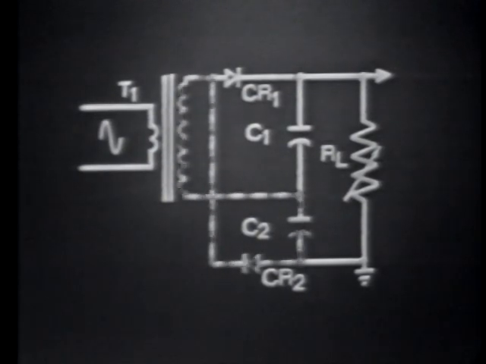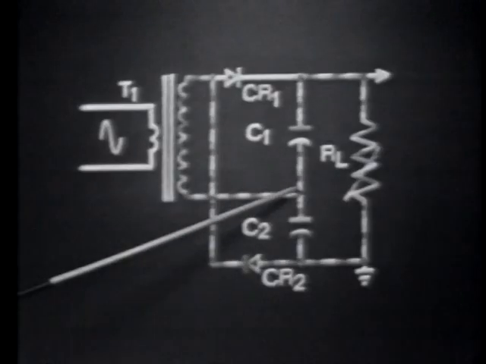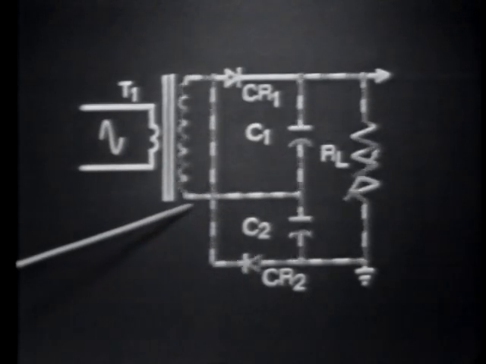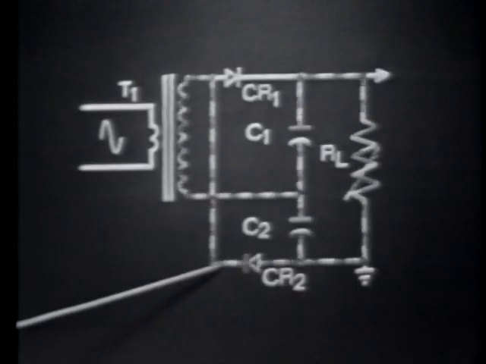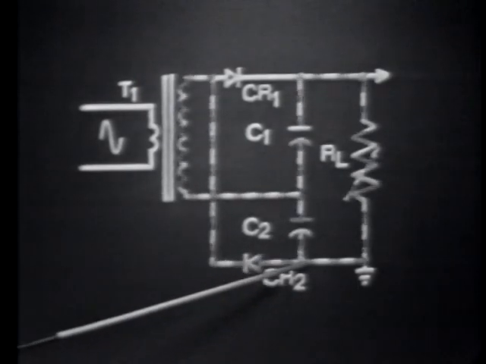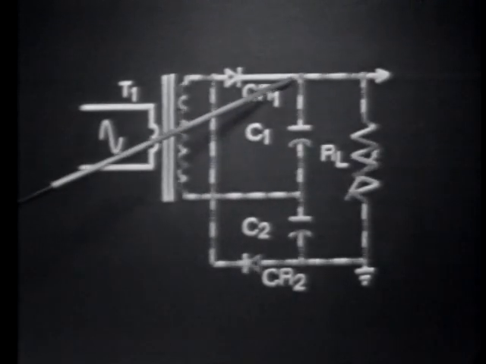Now, during the conduction time of CR1 and CR2, several actions are taking place. One is, while CR2 conducts, C1 discharges. Its discharge path is down, across, up through the transformer secondary, then down through the conducting diode CR2, up through the load, and back to the positive side of C1.